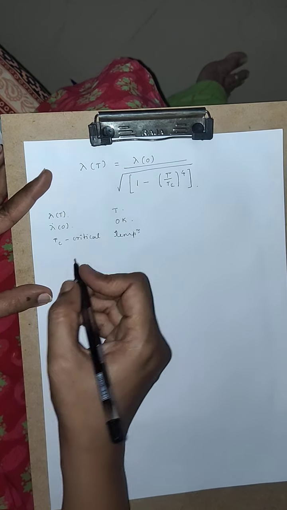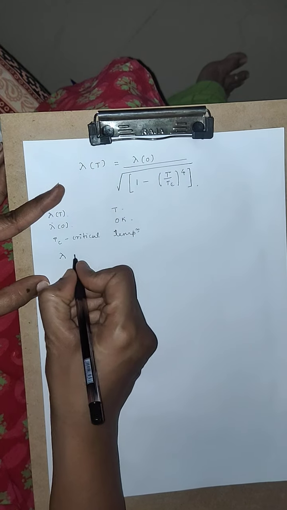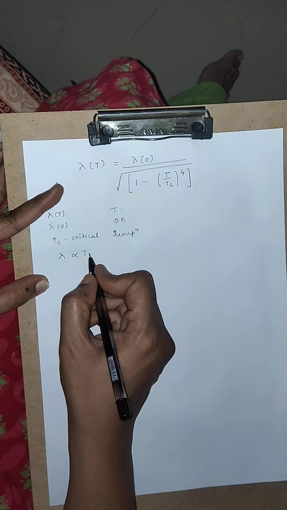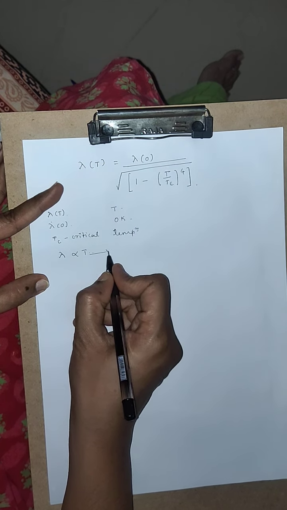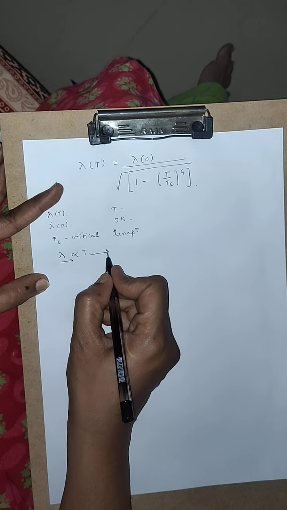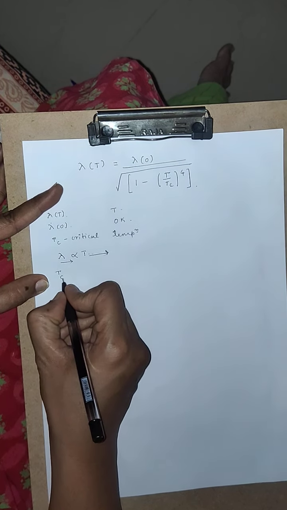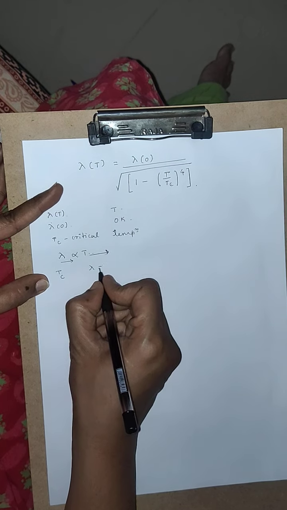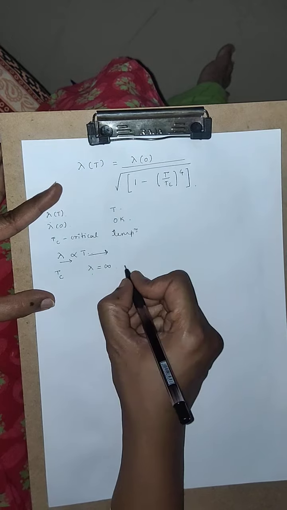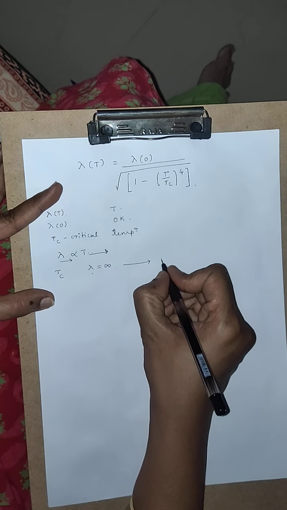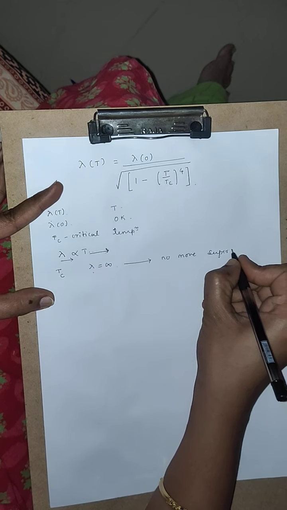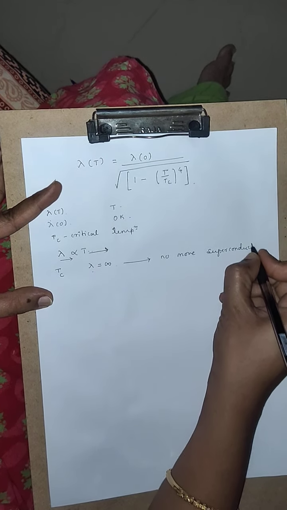So what we understand here is that lambda depends on the temperature. As the temperature increases, lambda also increases. For a large value of T, for example the critical temperature, this lambda tends to infinity. When lambda tends to infinity, we say that the material is no more superconducting. The material will turn into a normal material.